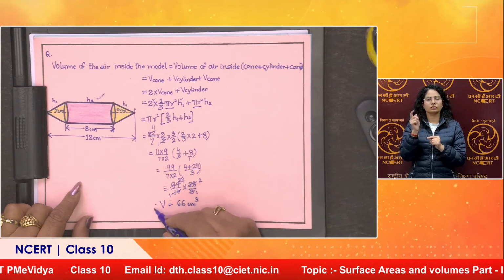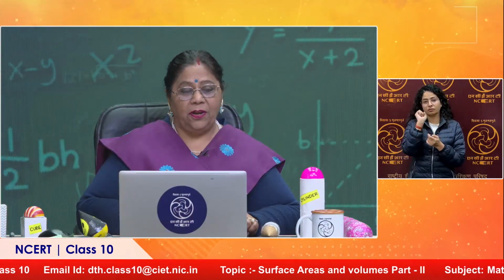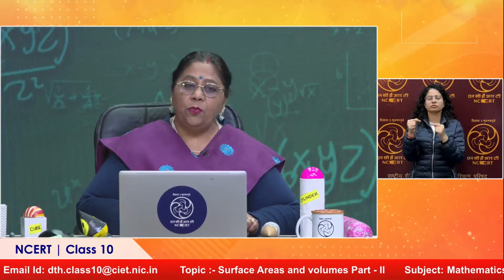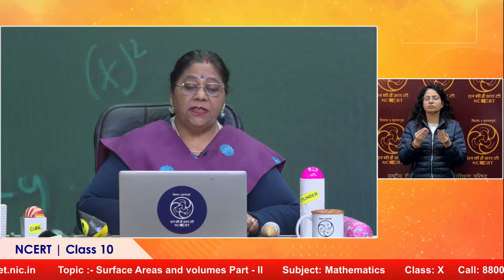I need to mention the units, it is mandatory, remember. Okay, volume is always measured in cubic units, children. If it is given in centimeters, we write centimeter cube. If measurements are given in meter, we write meter cube. I hope it is clear? Yes, ma'am. Okay. Now let us look into another question.